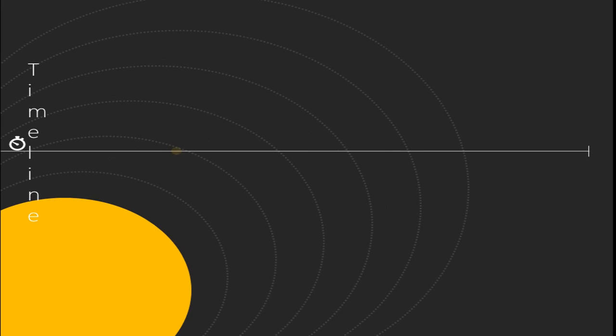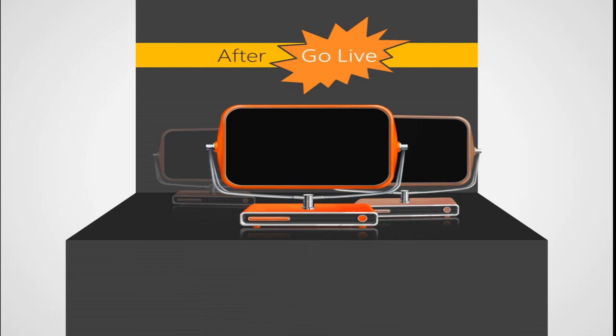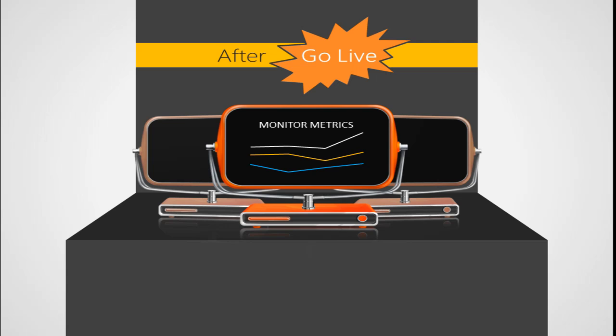The timeline includes everything from the beginning: gathering awareness within your practice, communicating that, getting a project plan in place, running through a series of assessments, doing testing. There's going to be a lot of training involved, and then the go live, where October 1st hits, and did all of our planning and preparation pay off for us? And even after the go live, like Tony mentioned, monitoring metrics: is my provider productivity going down? Is my revenue stream, are there any dips as a result of ICD-10? And if there are, why?